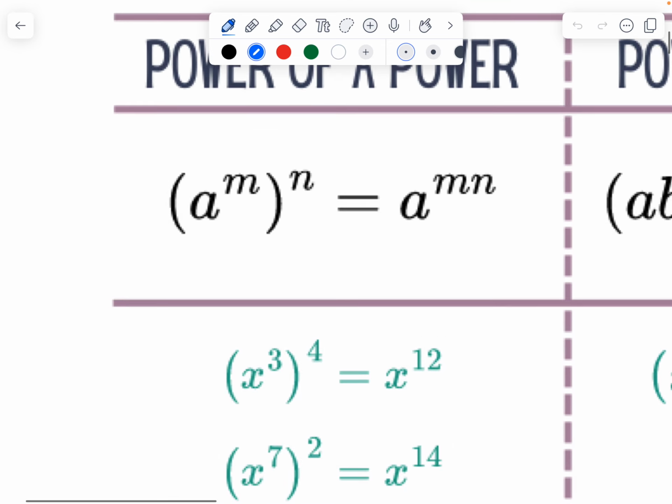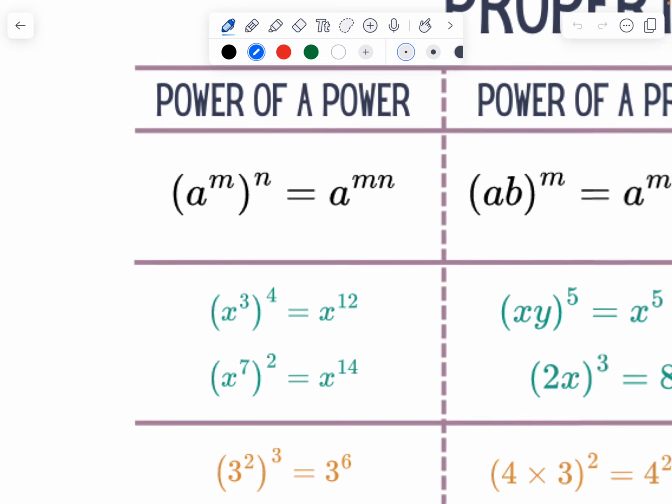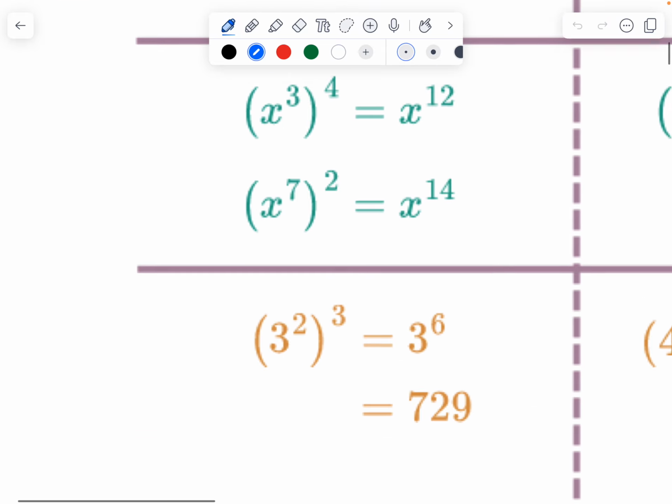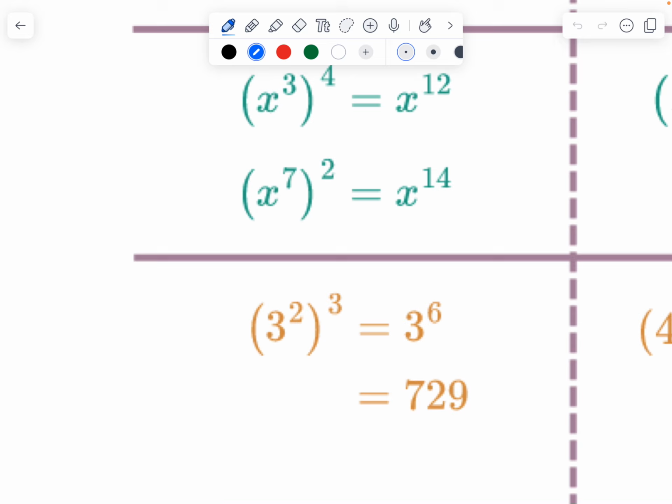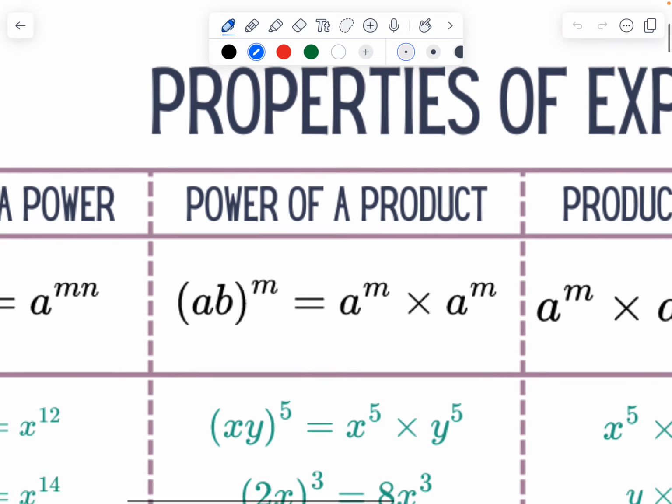So for example, x to the third raised to the fourth is x to the 12th, because 3 times 4 is 12. X to the 7th raised to the second power is x to the 14th, because 7 times 2 is 14. All right, and then the same thing applies when we've got numbers. So 3 squared raised to the third becomes 3 to the 6th, which is 729. So that's a power of a power, or power to a power.